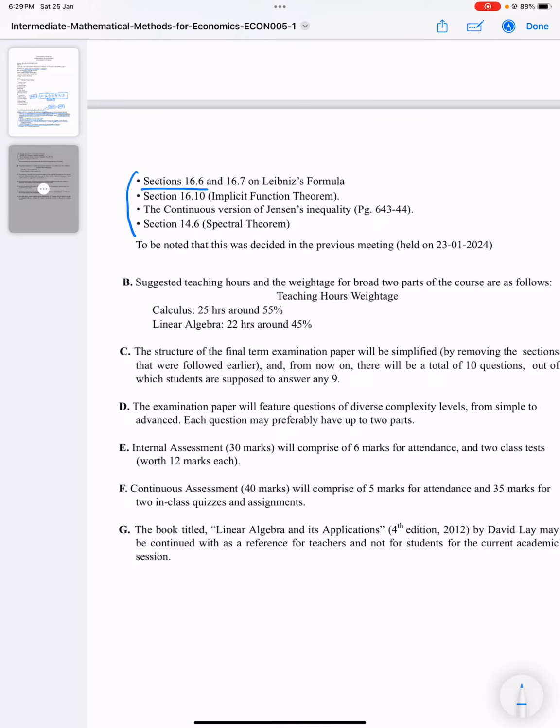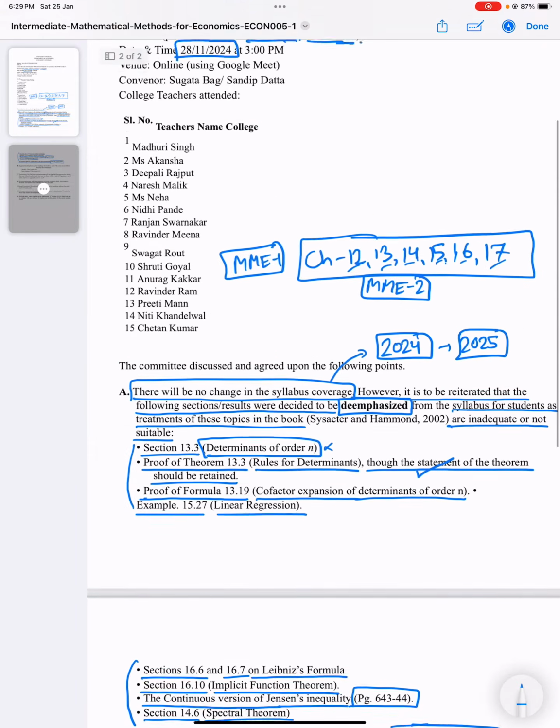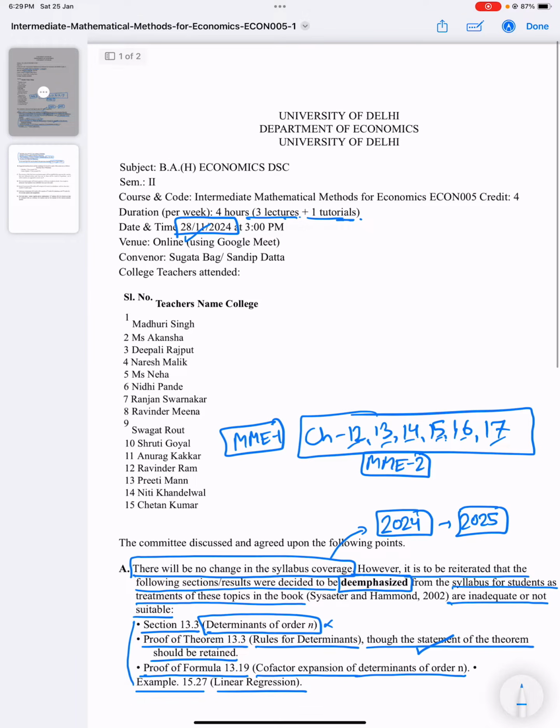Section 16.6, 16.7 on Leibniz formula. Section 16.10 on implicit function theorem. The continuous version of Jensen's inequality. They have mentioned the specific pages as well. Section 14.6, spectral theorem. Now, to be noted that this was decided in the previous meeting held on 23/1/2024. This meeting was held on 28/11.